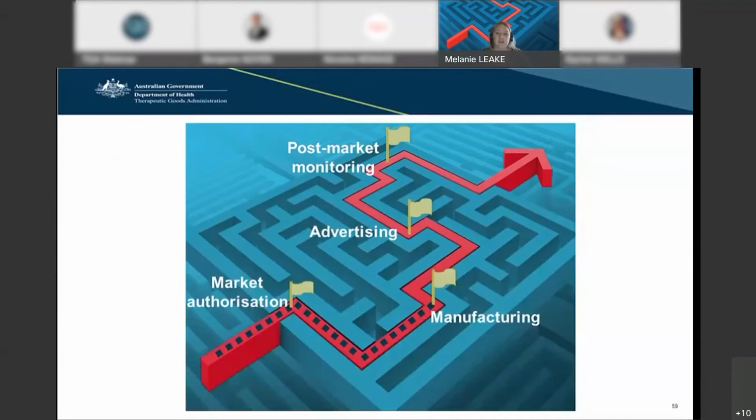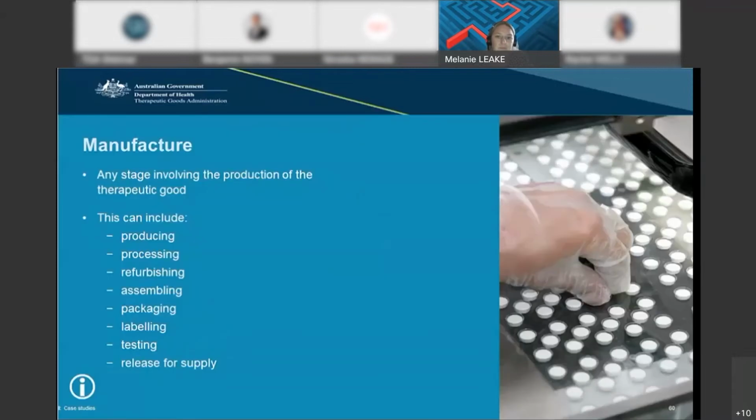We've now reached our next stop, which is manufacturing, and we'll take you through some key elements of this process. So manufacturing is any stage of the production of the good and depends on the type of product that you have, but it can include the following steps: producing, processing, refurbishing, assembling, packaging, labelling, testing and release for supply.